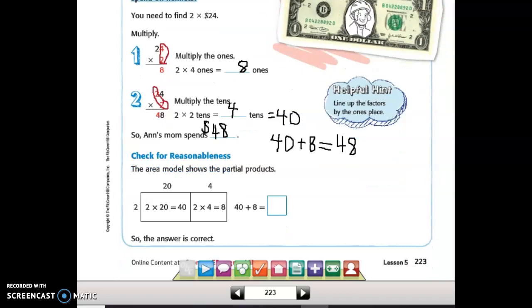And they also showed it with the area model, so we've got the 24 broken into its expanded form, 20 plus 4. 2 times 20 is 40. 2 times 4 is 8. Now they've got the 40 plus 8, and we can see that that matches the 48 that we did up here.